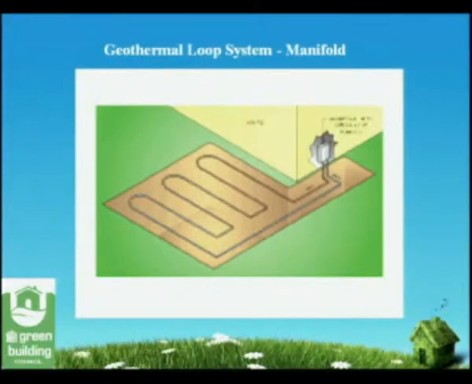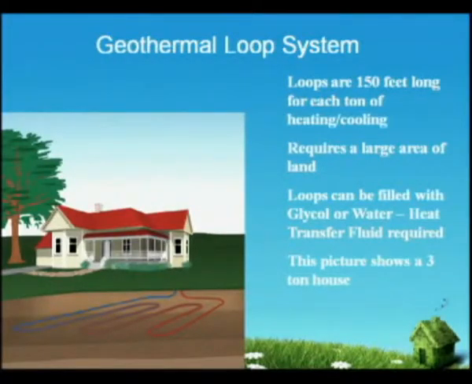The geothermal system. This just shows a general loop system, but all these loops come back and are tied into a manifold outside, which then brings that energy back into the home. One of the most common and probably most cost-effective systems is the loop system. But you need a lot of land to run this pipe.